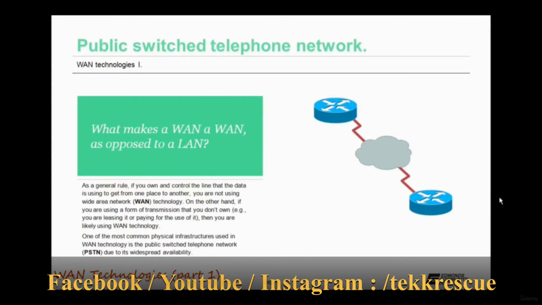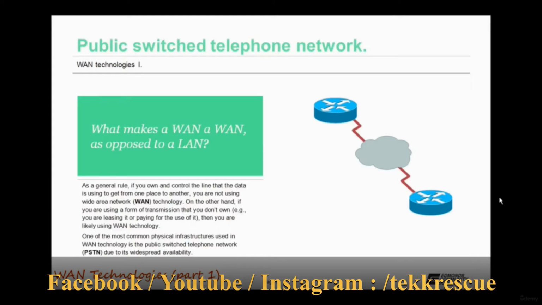Before I begin with the public switched telephone network, let's talk about what makes a WAN as opposed to a LAN. Well, as a general rule, if you own and control the line that the data is using to get from one place to another, you are not using a wide area network or WAN technology. On the other hand, if you are using a form of transmission that you don't own, as in you're leasing a line or you're paying for the use of it, then you are likely using WAN technology.